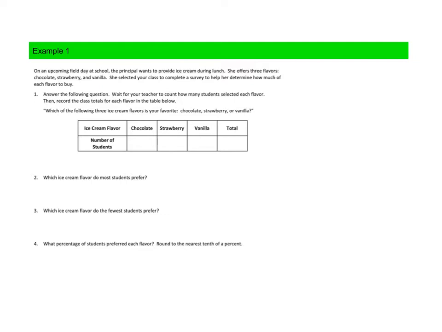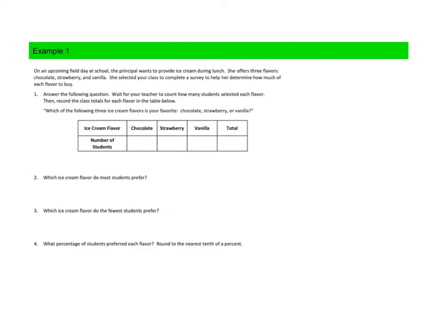All right, starting with example 1. It says, on an upcoming field day at school, the principal wants to provide ice cream during lunch. She offers 3 flavors, chocolate, strawberry, and vanilla. She selected your class to complete a survey to help her determine how much of each flavor to buy. So if you think about this, this is a pretty logical thing that a lot of people do. She's buying ice cream for the whole school. She wants to get an idea of how much she should buy. So she just surveys one class to see, okay, well, how much chocolate do they like? How much vanilla? How much strawberry? And then using that data, she'll buy the ice cream.